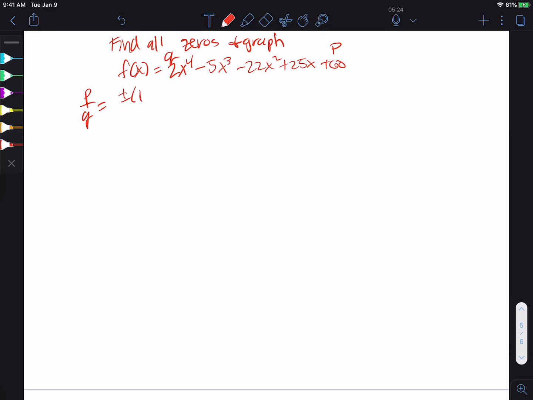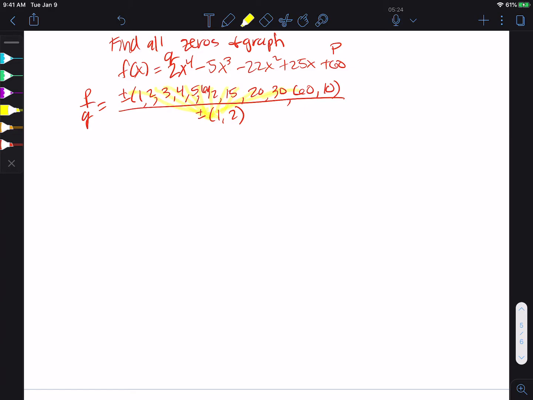So we're going to do plus or minus 1 and 60, and then 2 and 30, and then 3 and 20, and then 4 and 15, and then 5 and 12, and then 6, and I ran out of space, 10. There's a comma there. And then 7 doesn't work, 8 doesn't work, 9 doesn't work, and then we're to 10, right? So then we've got all of them all over, and then our leading coefficient is 2, so plus or minus 1 and 2. So we're going to take each one of these numbers and divide by 1, right?